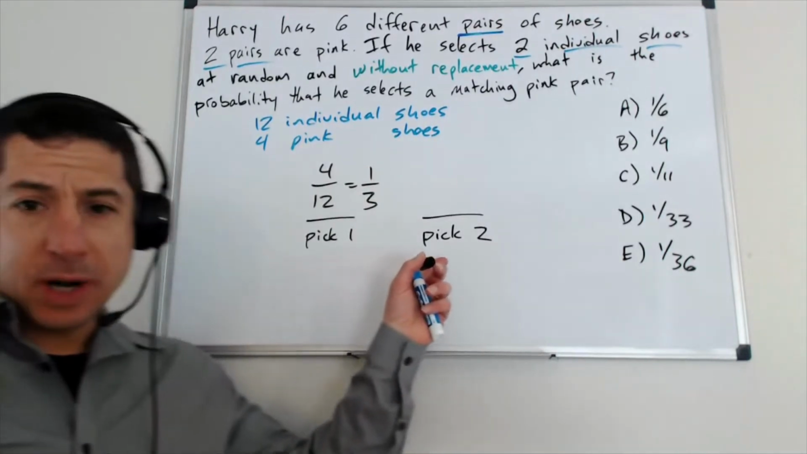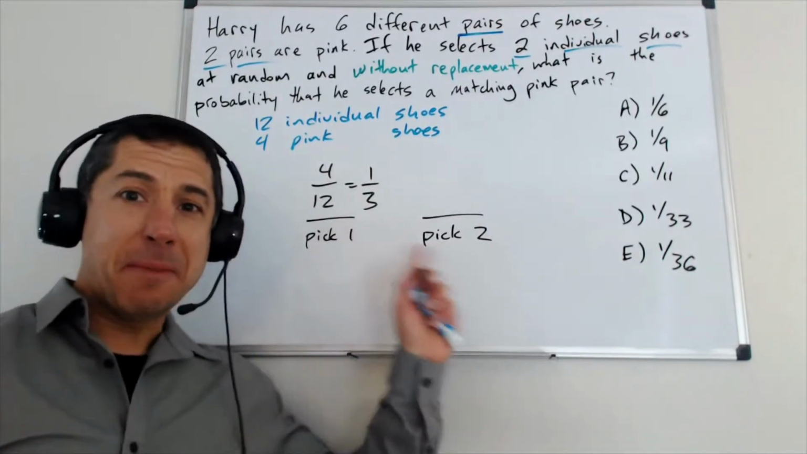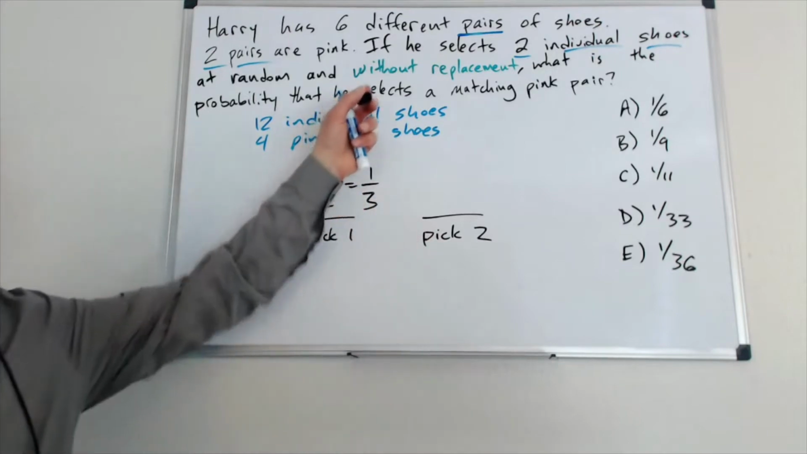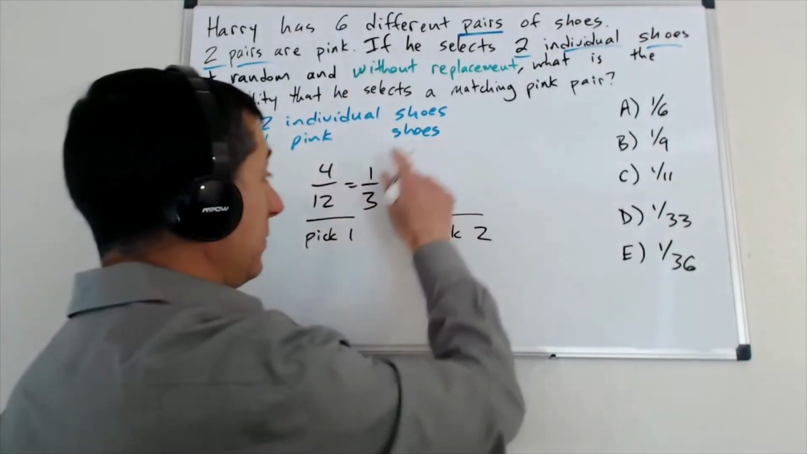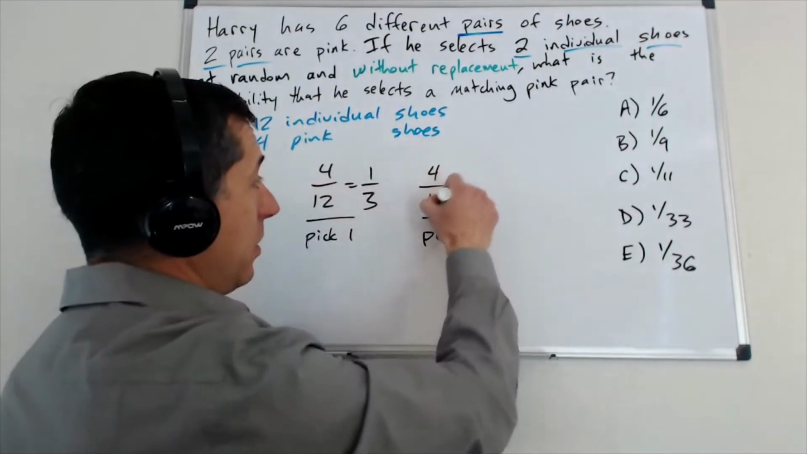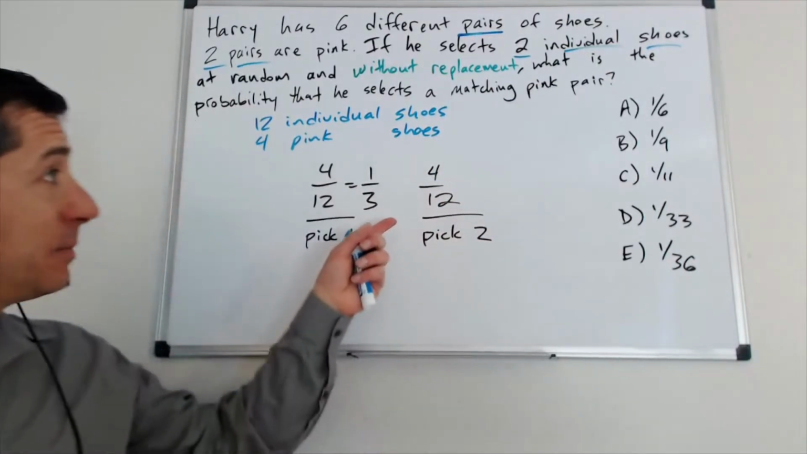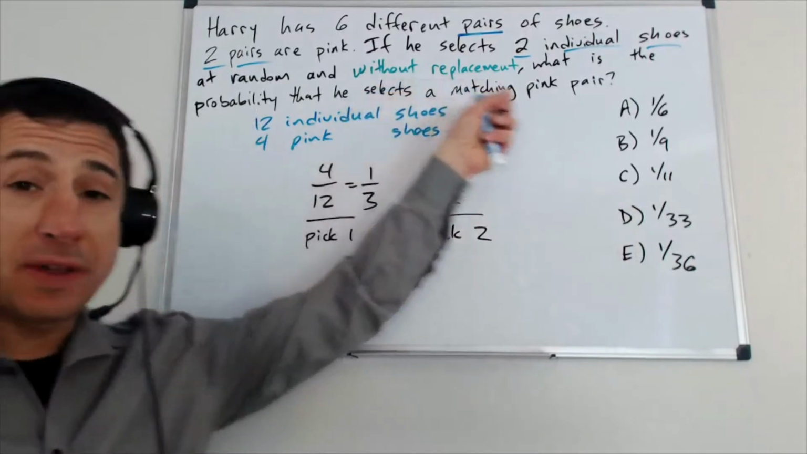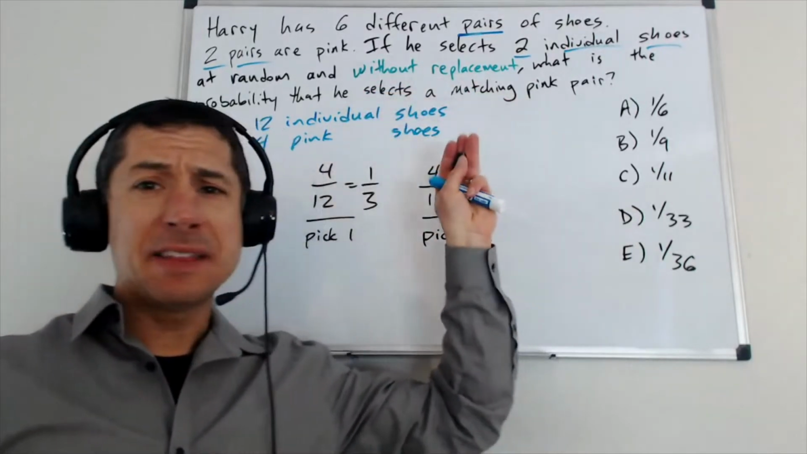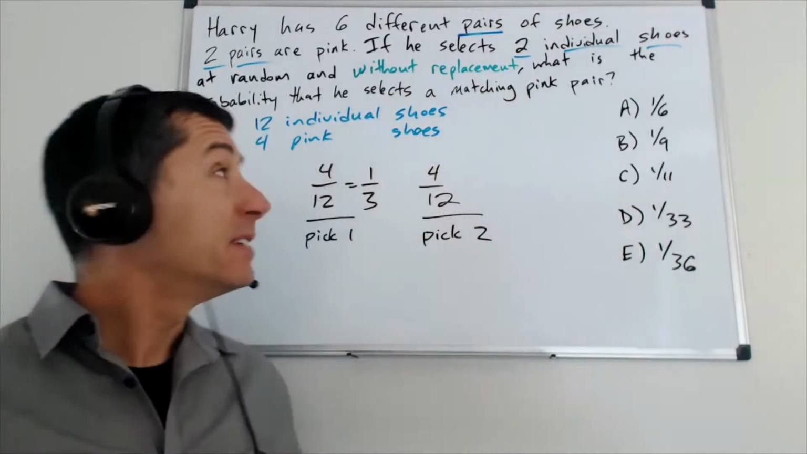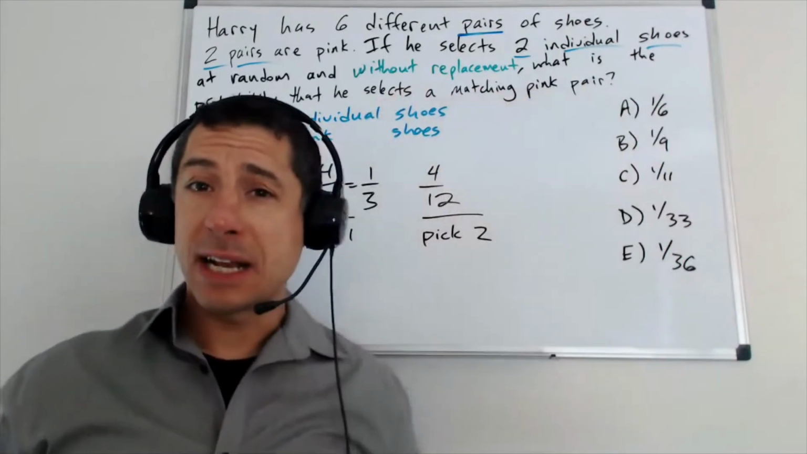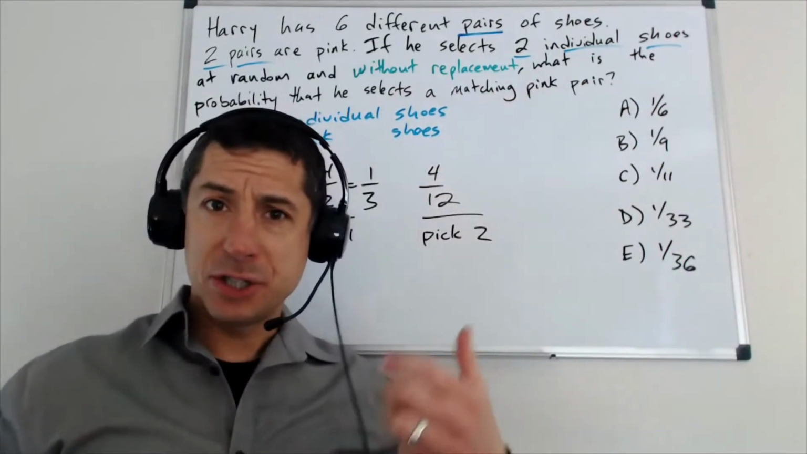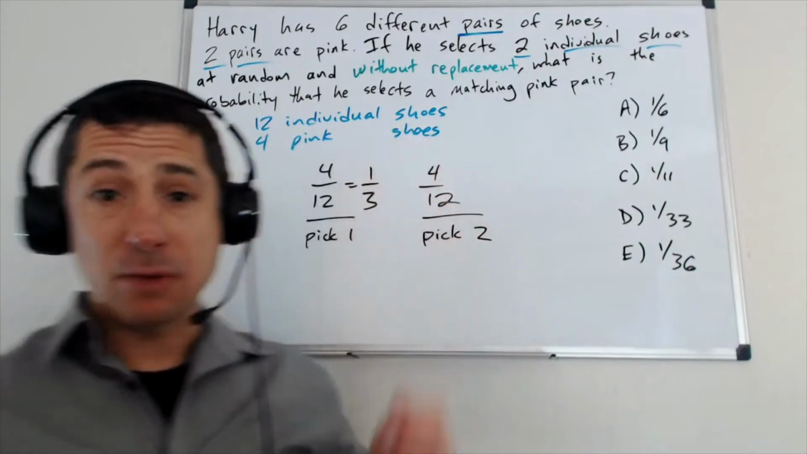Now, pick 2 is where it gets interesting. If you're not paying attention, you might say, well, this is also 4 out of 12, or 1/3. Well, why would that be the case? It would be the case if you're putting the shoe back in. That's where this language around with and without replacement really matters. Again, nothing super fancy there, but what we find out of our students is they sometimes just blast right through that kind of language and don't think about whether the shoe's getting replaced or not. Here, it's not getting replaced.